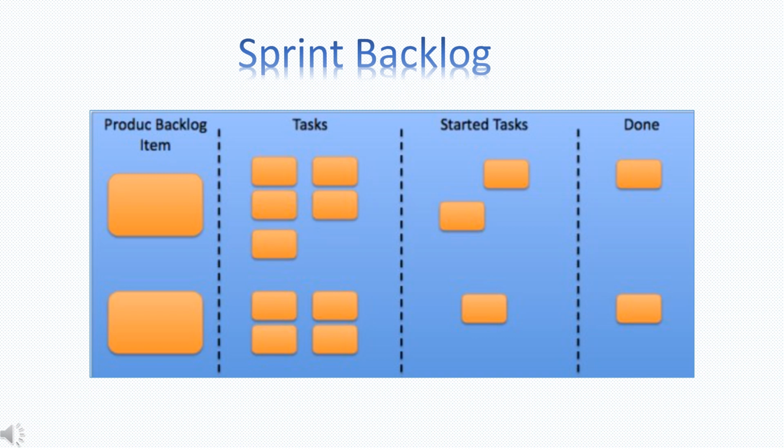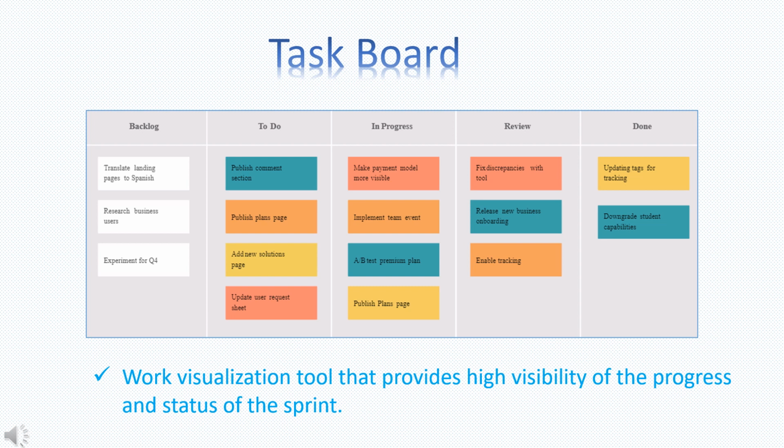Each of the user stories is disaggregated into individual tasks and estimated for duration by the development team. The development team also considers the risk, dependencies, and constraints associated with each user story. Tasks are tracked on a task board or Kanban board, which provides high visibility of the progress and status of the sprint. The sprint backlog is owned and maintained by the development team.